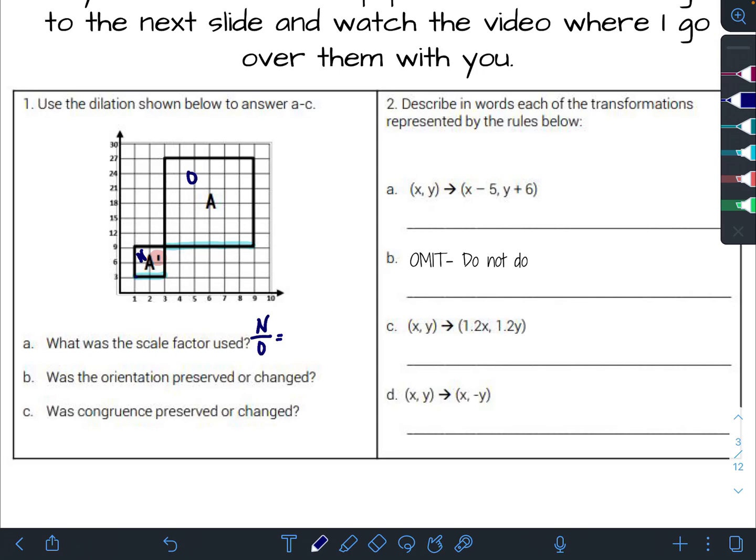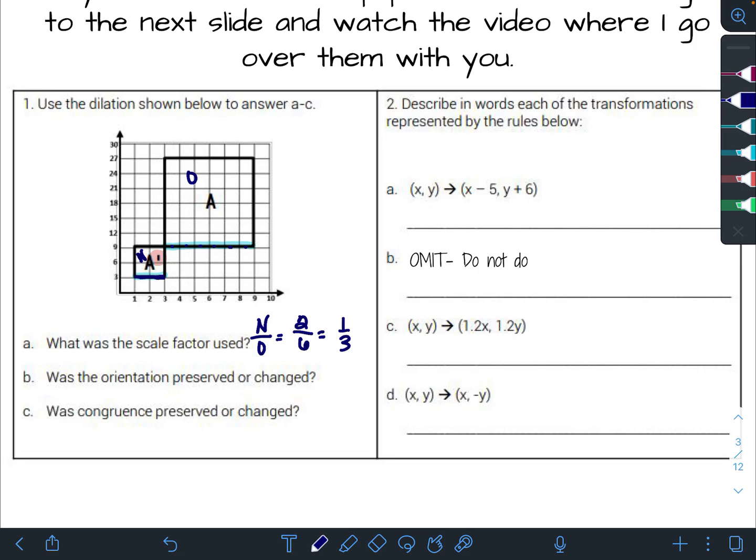So I know that this is my new one, and I know that this is my original. If I count the length of this new one, it is 1, 2. My original is 1, 2, 3, 4, 5, 6. So I know my scale factor is 1/3, which means it was a reduction. Remember, when our scale factor is less than 1, it's a reduction. When it's greater than 1, it's an enlargement.